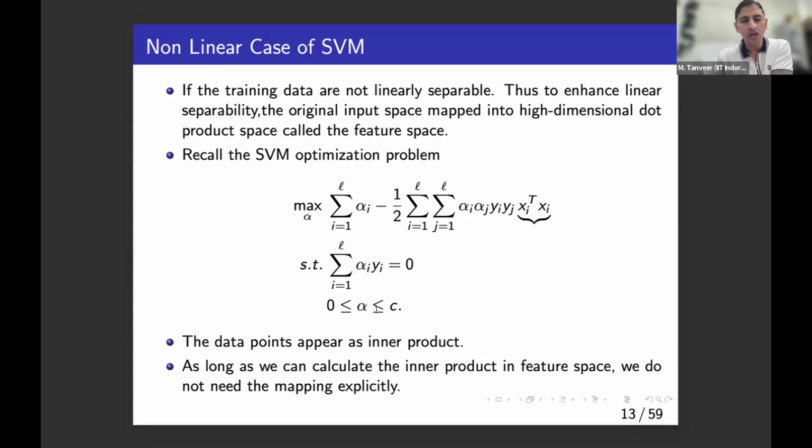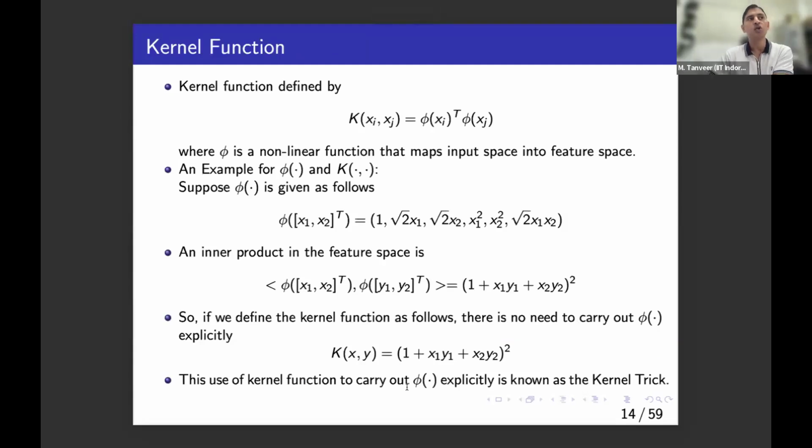Let me just highlight this note, and the answer essentially will come when we solve the nonlinear problem. As long as we calculate the inner product in feature space, that is, in the nonlinear case, we do not need the mapping explicitly. That means we are talking about phi and the nature of phi. Even though we are solving the problem in high dimensional space, we do not need to know the nature of phi.